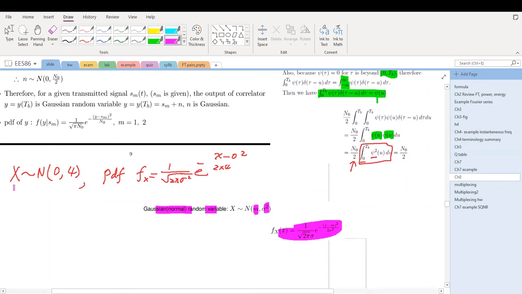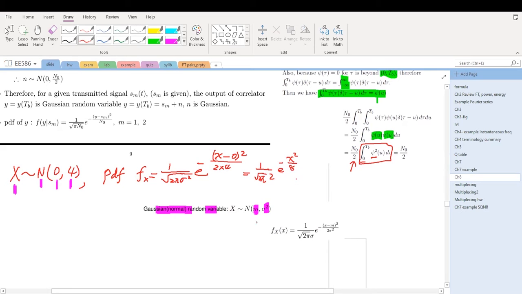Let's look at an example. If this random variable x is Gaussian with 0 mean and the variance equals 4, the PDF equals 1 over the square root of 2 pi sigma squared. This sigma squared is inside the square root. This is the scalar. And the exponential part is x minus the mean, squared, and the denominator is 2 sigma squared, and 2 multiplied by 4 is 8. And this equals 1 over 2 root 2 pi, that is, and e to the power minus x squared divided by 8.